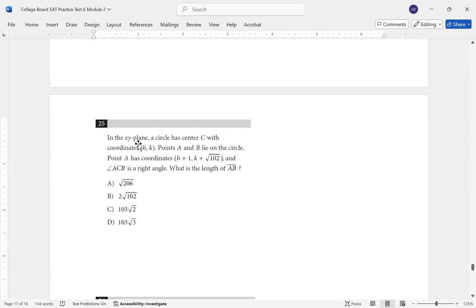In the XY plane, a circle has center C with coordinates h, k. Points A and B lie on the circle. Point A has coordinates h plus 1, comma, k plus square root of 102. And angle ACB is a right angle. What is the length of line segment AB?